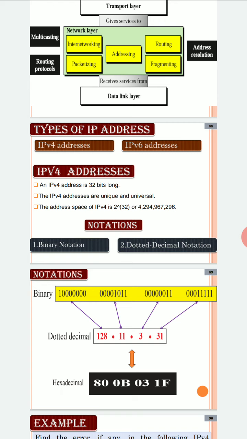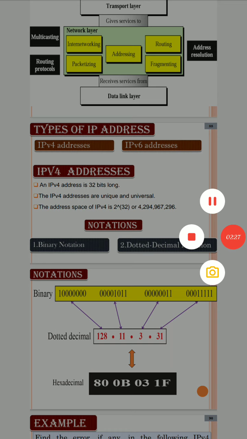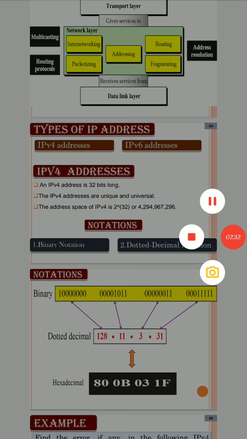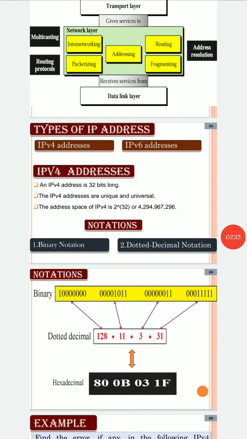When it comes to IPv4 addressing, it is 32 bits long, and it is unique and universal. Each device will have a unique IP address. Since it is 32 bits long, we can address up to 2 to the power of 32 devices, that is more than 4 billion systems, using this IPv4 addressing scheme.